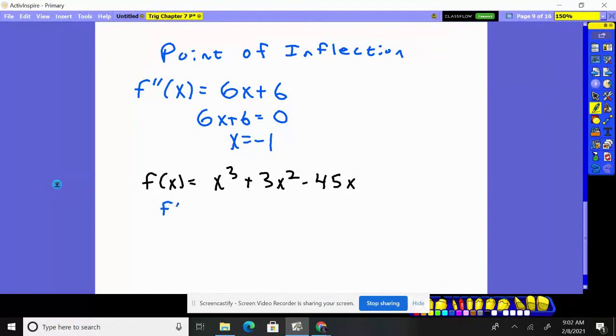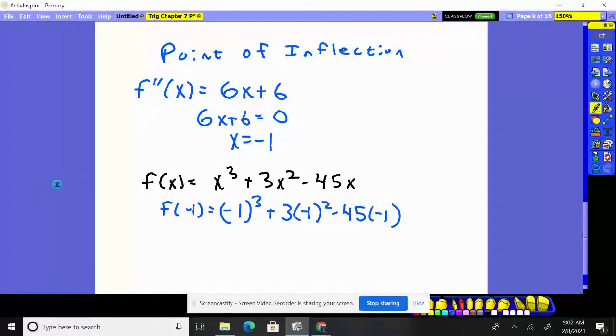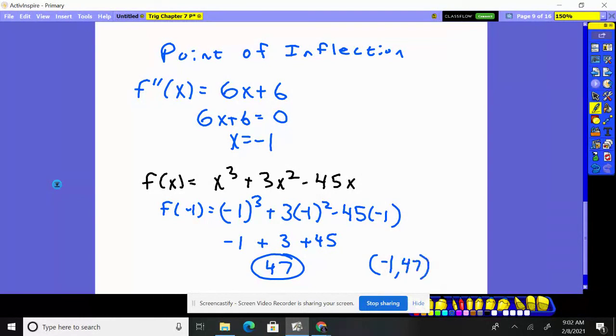So f of negative 1. Negative 1 cubed, don't forget your parentheses, plus 3 times negative 1 squared minus 45 times negative 1. So this is negative 1. This is 3. This is 45. Looks like our y value will be 47. So we will have a point of inflection at negative 1, the x value, the height will be 47. There's our final critical point.